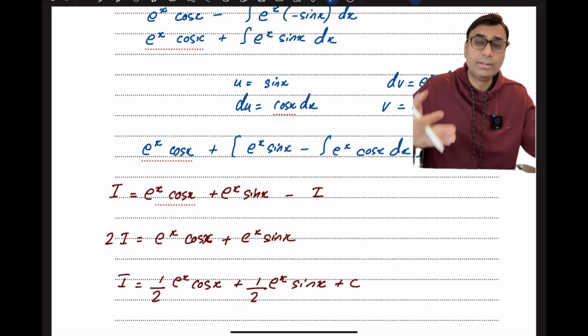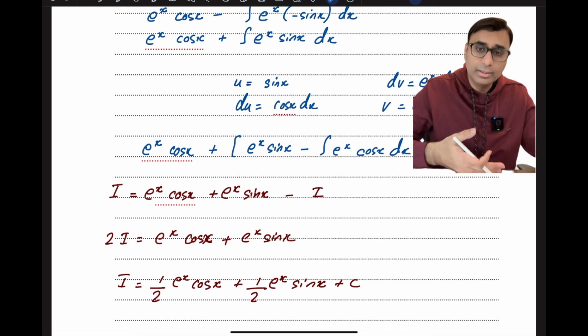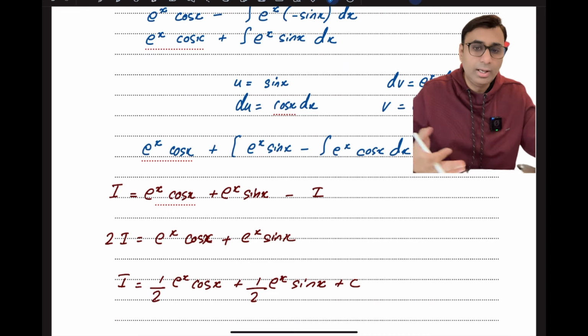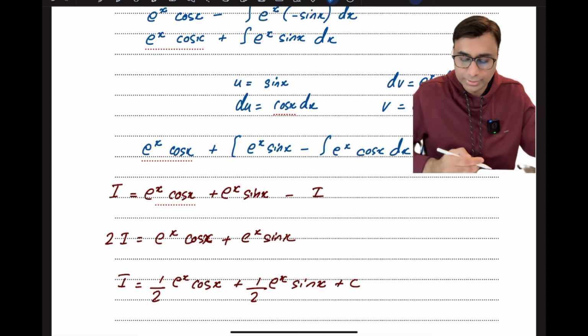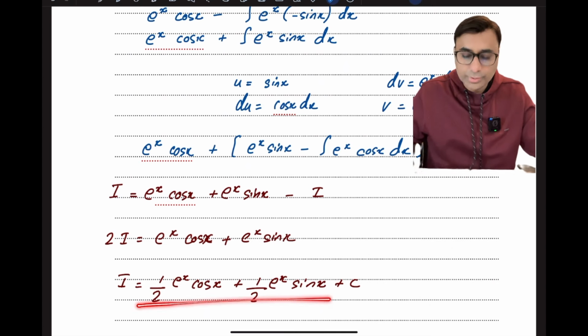So what happens is that you find the required integral in terms of the same integral, and you rearrange it to make that unknown integral the subject of the equation. And once you have obviously performed your integration steps and you've gotten yourself a final result, you will add an arbitrary constant as the constant of integration.